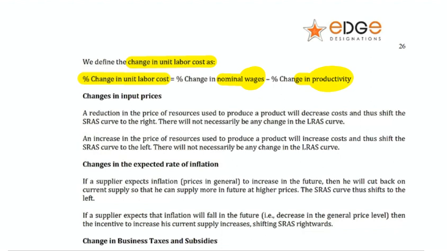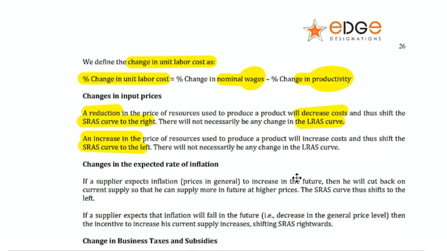What about a change in input prices? Let's say, for example, there's a reduction in the price of resources that are used to produce my product. That'll cause a decrease in costs and cause the short-run supply curve to shift to the right. It may not do much to the long-run curve. We'll talk about that in a second. An increase in prices will cause the short-run curve to shift to the left.